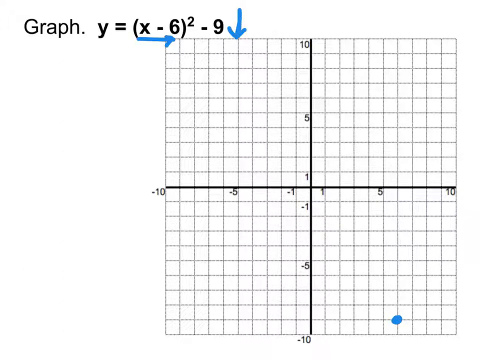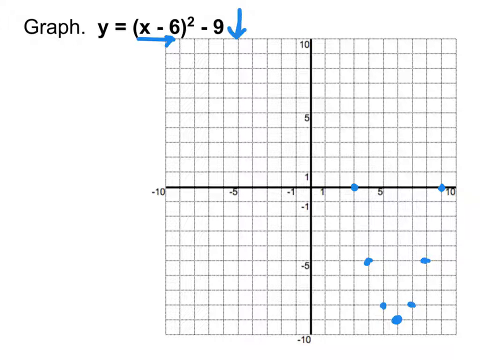Now I need to know what shape of graph to be making here. What shape is this graph? It's the U shape. Yes, I know that because of the squared here. Anytime you see squared, that tells you that it's going to be that U-shaped graph. So, in order to make that graph, I go over 1, up 1 on both sides. Then I go over 2 and up 4 on both sides. Then I go over 3 and up 9 on both sides.